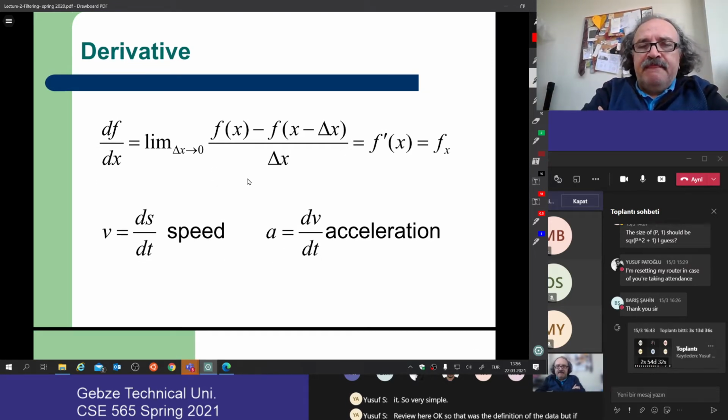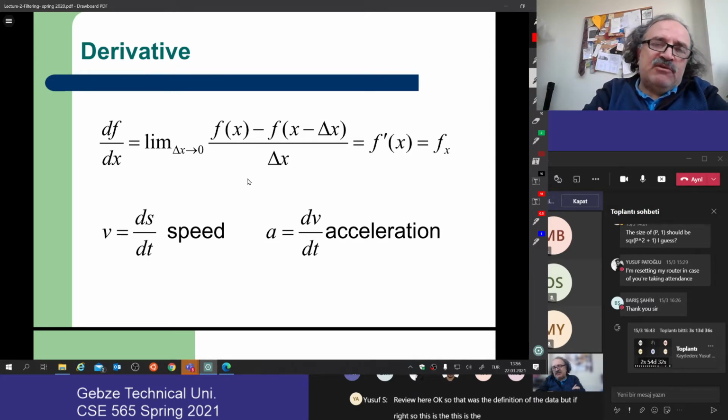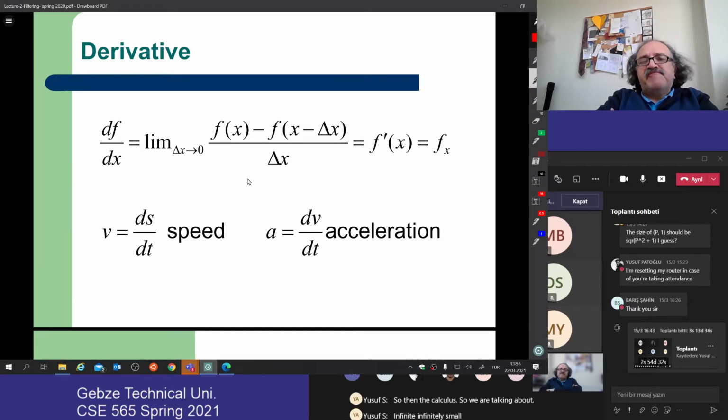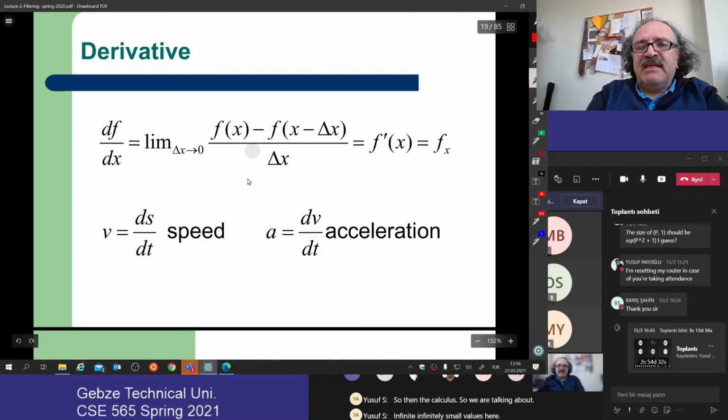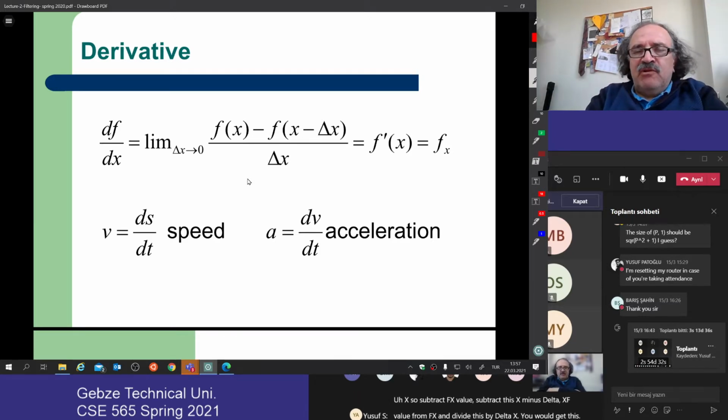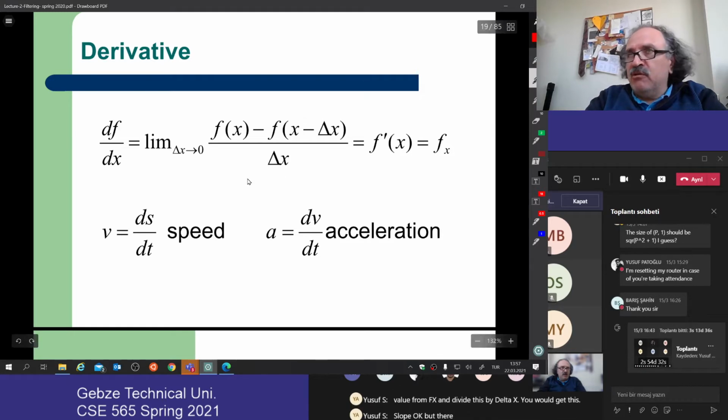So this is the very fundamentals of calculus. We are talking about infinitely small values here. If I evaluate this limit at this point x, subtract the f of x minus delta x value from f of x and divide this by delta x, you would get this slope.